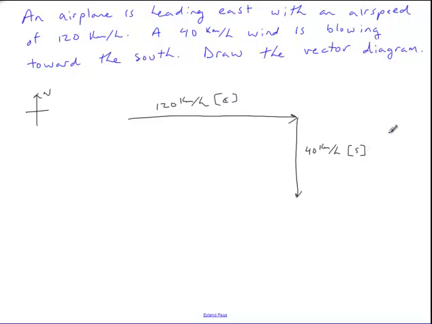So, draw the vector diagram. Well, this one's pretty straightforward. We start here, we end here, put in your big double arrow, and this is the resultant velocity vector. However, let's label these using the proper notation. This, that we're given, 120 kilometers an hour, is the airspeed. Okay, so this is VA.